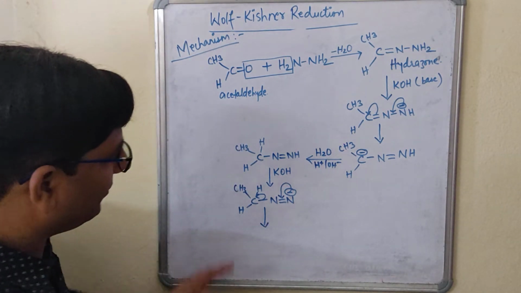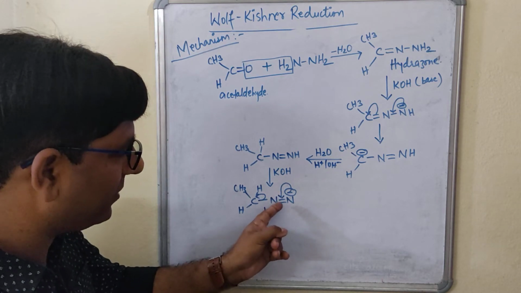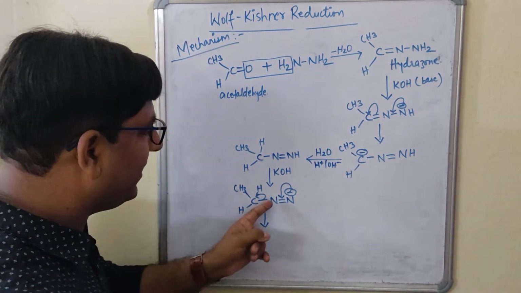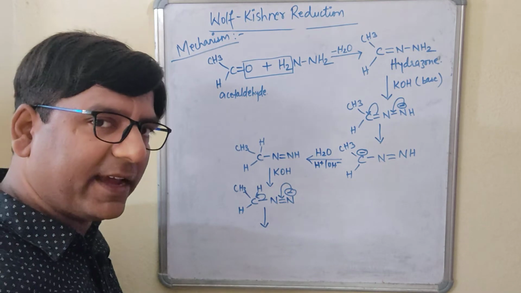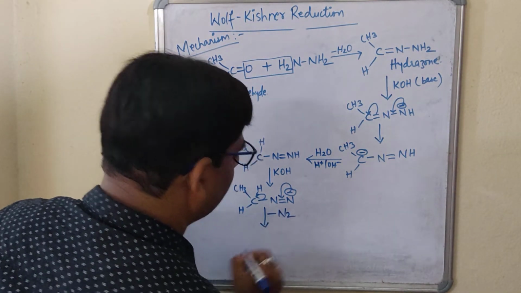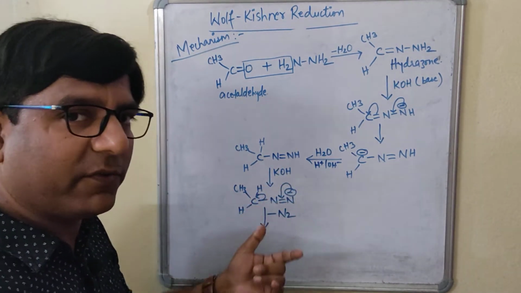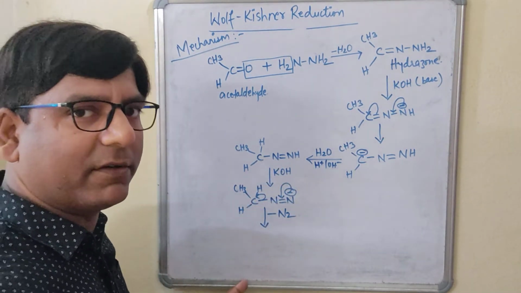So I can say when this bond has been broken and this negative charge is falling on this nitrogen, and nitrogen is forming a triple bond over here, there is a release of nitrogen gas. Can we say here minus N2? Both the nitrogen will go out in the form of nitrogen gas. Right?